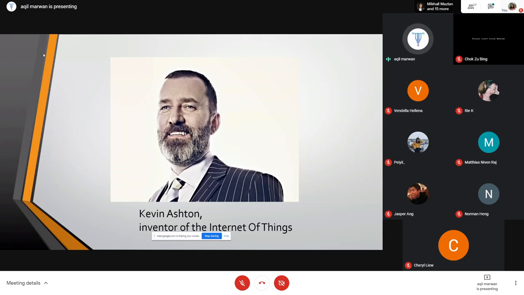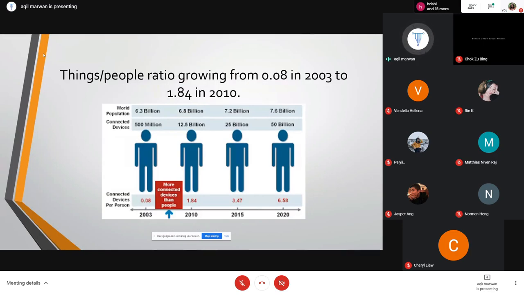So the IoT is defined simply as the point in time when more things, objects, or devices were connected to the internet than people. Cisco Systems estimated that IoT was born between 2008 and 2009, with the things-to-people ratio growing from 0.08 in 2003 to 1.84 in 2010. So basically, in 2010, there were more devices connected than human beings in the whole world.